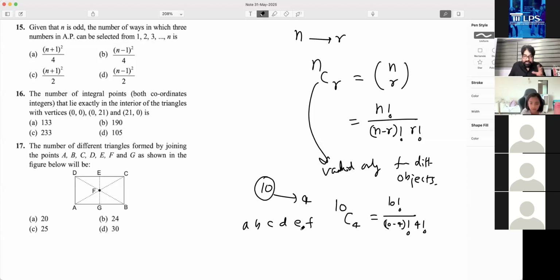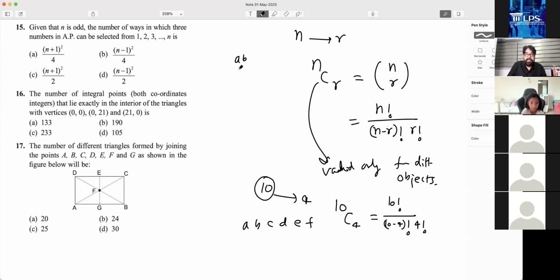Forget NCR and all. Simple, normal. So what are you asking? One letter we have to select. There are 6 ways. Either A will come, or B will come, or C will come, or D will come, or E will come, or F will come. If I say select two letters, then manual calculation will be difficult.